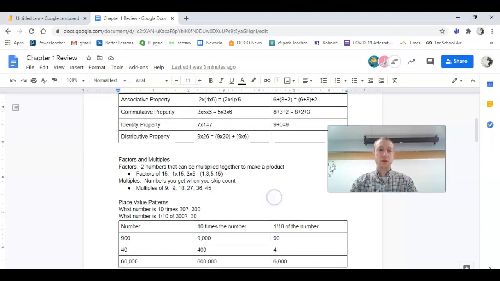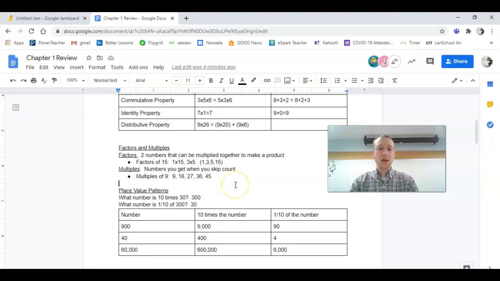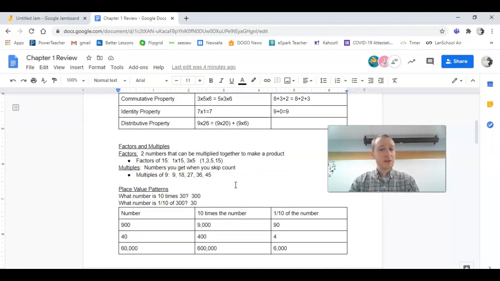Our factors, remember, are two numbers that can be multiplied together to make a product. So how can we get 15? Well, 1 times 15 and 3 times 5. So the factors of 15 are 1, 3, 5, and 15. And multiples are similar but different. Multiples are what you get when you skip count. So multiples of 9: 9, 18, 27, 36. Multiples of 10: 10, 20, 30, 40.